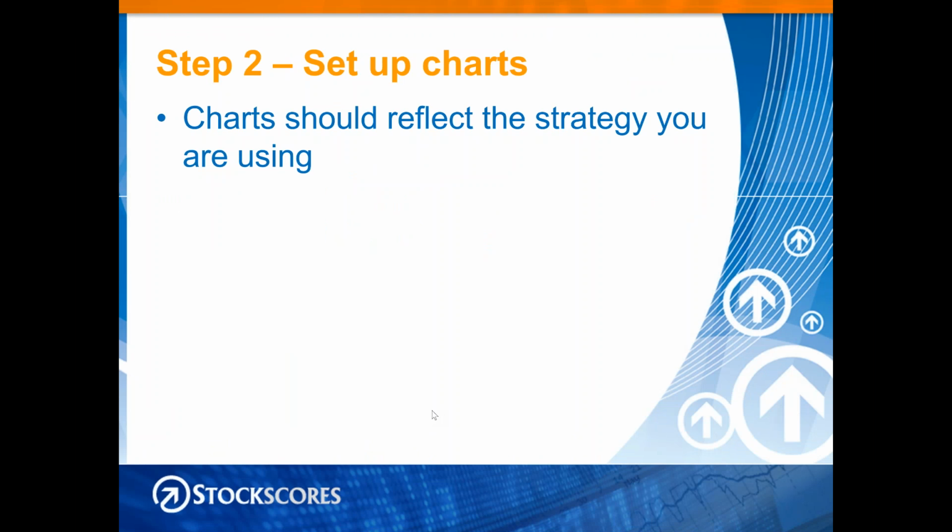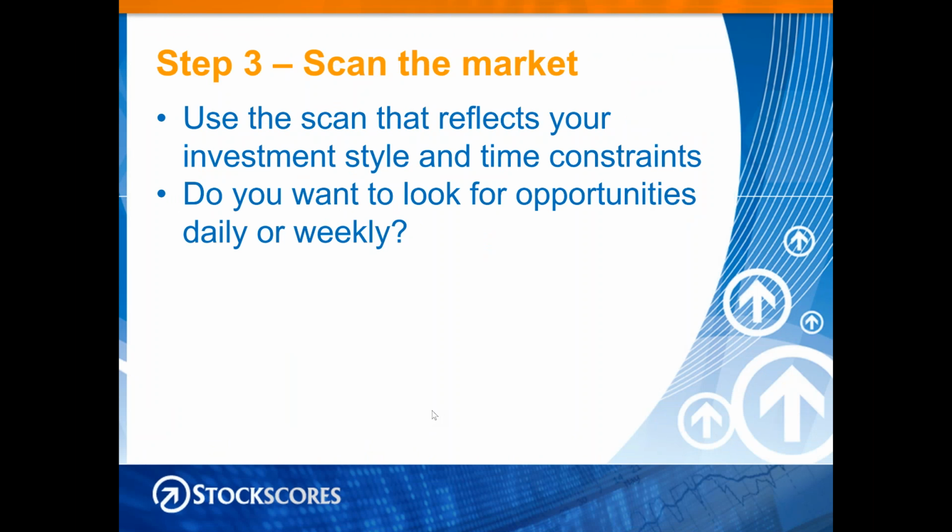All right, so that was our second step, which is setting up the charts to reflect the strategy you are using. Step 3 is to now scan the market. So this is the process that you're going to employ either daily or weekly. Again, you can do it once a week for the Stock Score Simple Weekly strategy, or you can do it daily for the Stock Score Simple Daily, the Abnormal Breaks, and the Bottom Fishing strategy.